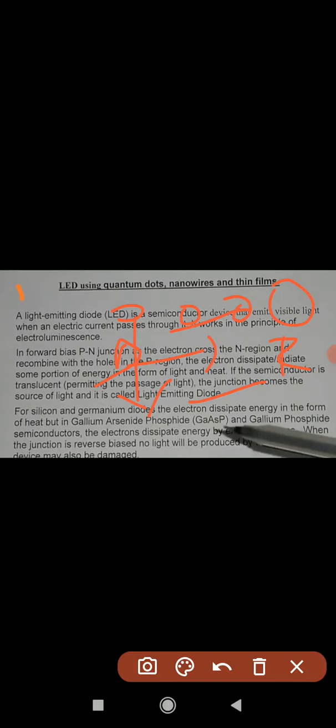These light emitting diodes are monochromatic sources. They emit a particular color of light. So like that we can explain the light emitting diode. Quantum dots are used in LEDs, even though nanowires and thin films are also used. We see the displays in railway stations; they are made up of LEDs. This is how quantum dots are used in LEDs.